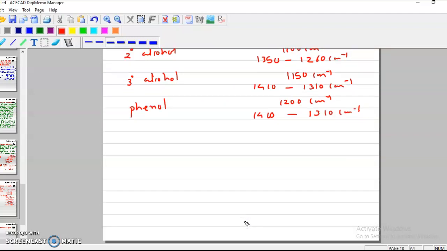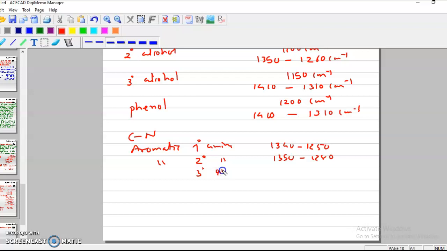In case of C-N single bond and aromatic amine, primary amine 1340 to 1250, secondary amine 1350 to 1280, and tertiary amine 1360 to 1310 centimeter inverse.